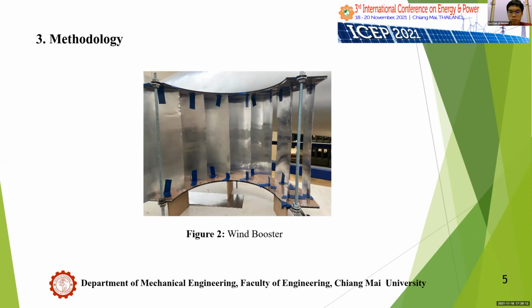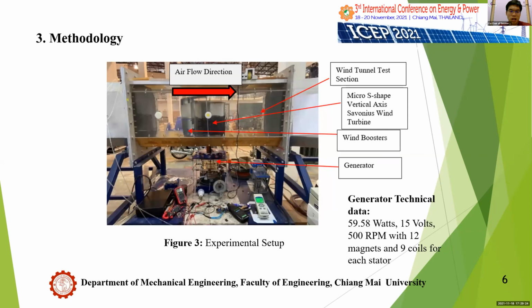In figure number 2, this figure shows the wind booster that we mount in front of the wind turbine. This is the wind booster to accelerate the air velocity. These pictures show all the things that we have in our experimental setup. This is the wind tunnel section. The air will flow in this direction with the red arrow. This is the S-shaped wind turbine. We mount the wind booster in front of the wind turbine. The airflow passes through the wind booster and then through the micro vertical axis wind turbine. Below the test section, we mount the generator. These are the technical data: around 60 watts, 15 volts, with 12 magnets and 9 coils for each stator. This is the technical data of our generator.